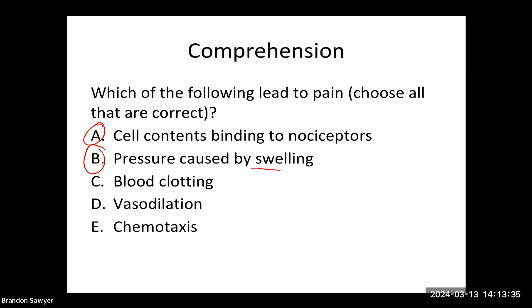Blood clotting, probably not so much, but I would make the case for vasodilation being related to this, because we wouldn't have much swelling without vasodilation. We wouldn't have so many immune cells come into the area, because they also release chemicals that can activate pain as well. So vasodilation is related to this for sure. And then chemotaxis too, right? Because of those immune cells that get brought to the area, they're going to release certain chemicals that will eventually lead to pain as well. So I'd say all 4 of those, but A and B are the ones that are for sure, for sure.